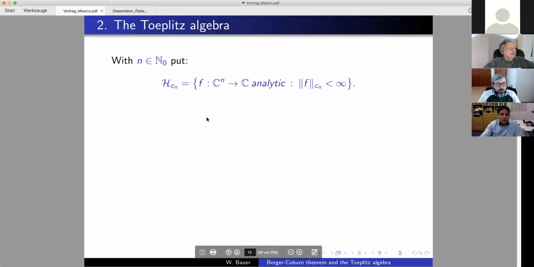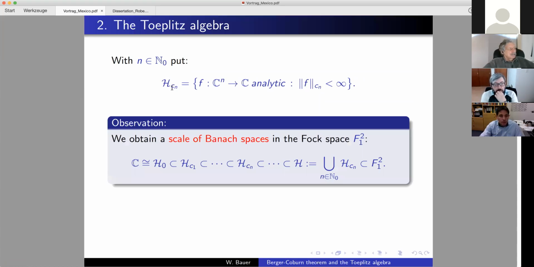Now these C_n's are increasing. So what I get is a family of spaces, H_{C_n}, which should be analytic functions on C^n which have bounded C_n norm. Since this sequence is increasing, we actually get a scale of increasing Banach spaces, and H is the union of all of these. Since C_n is always smaller than 1/2, that sits inside the Fock space.